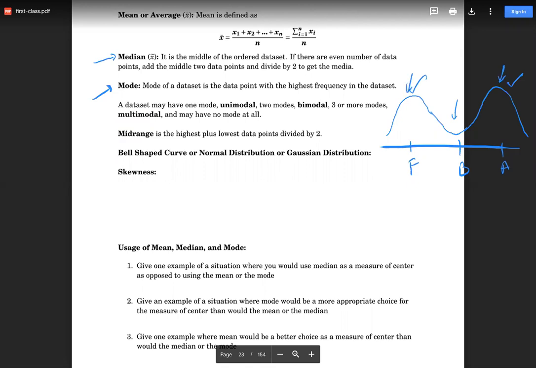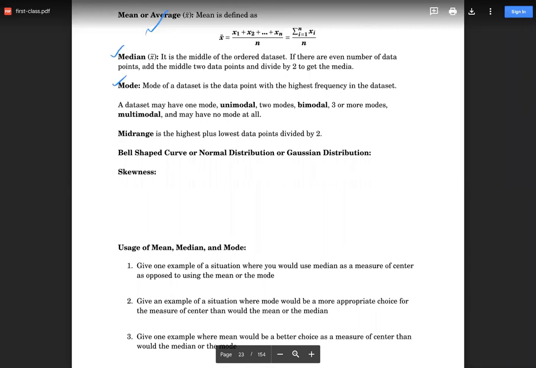Sometimes there are situations where you see modes. You can have one mode, you can have two modes, you can have more than two modes. Normally, if it is one mode, we just say mode or unimodal. If you have two modes, we call it bimodal data. If you have three modes, it's called trimodal or multimodal. So that's what it is. These are the three ways of measuring centers.